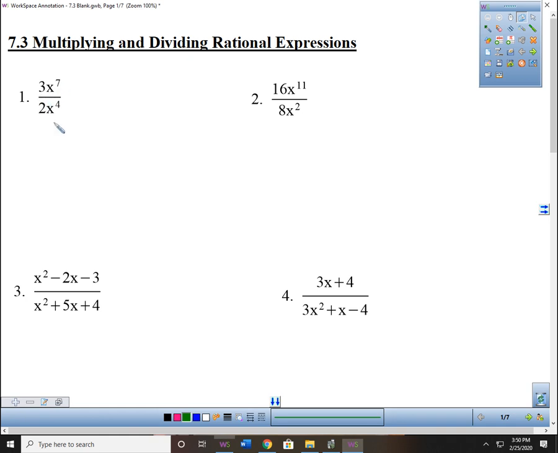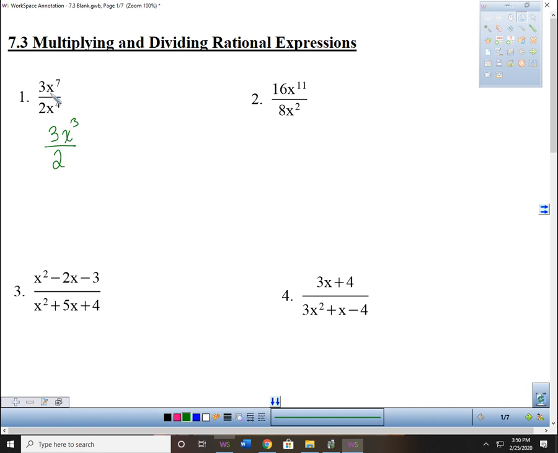So you're literally just going to simplify them. And we've done these before, okay? But I would look at the number 3 over 2. That doesn't reduce, so this is just 3 over 2, okay? And then I'm going to look at this and say, okay, well, if you're thinking about it, you would just take 7 minus 4. That would give you x to the third.